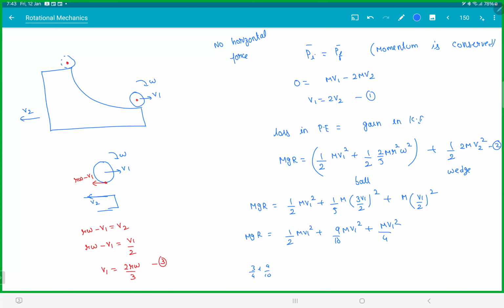What is this? No, this is not 20, no? This is 20. 4, 5, okay. 20 will be the denominator. Multiply 5, 3, 15. 15 plus 9, 24. 24 by 20, 6 by 5. 6 by 5 mv square. This is mgR. So v is equal to root over 5gR by 6.